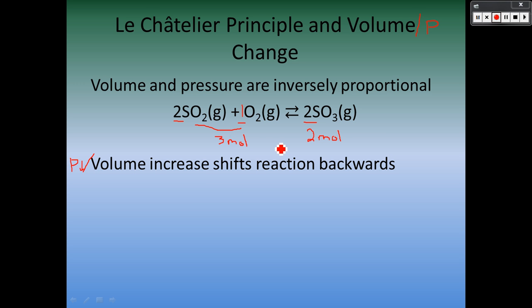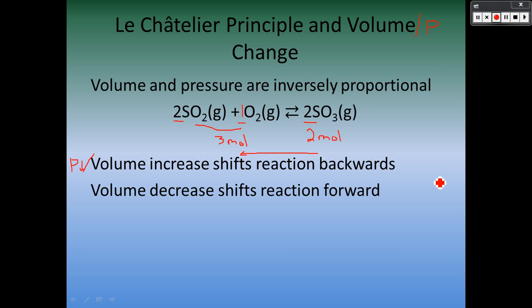The reaction is going to shift backwards because it's going to shift towards the greater number of moles, because now we have lower pressure, bigger volume, so we can have more moles. However, if we were to decrease the volume, which is going to increase the pressure, the reaction is going to feel kind of crunched almost. So it's going to want to go towards fewer moles.